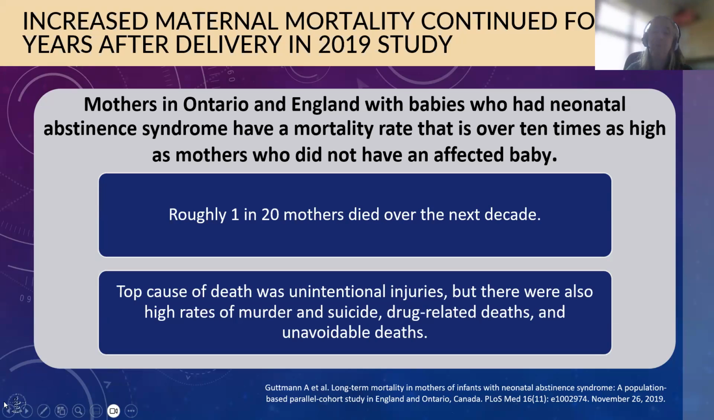There were also high rates of murder. So screening for intimate partner violence, again, is really important. High rates of suicide, screen for depression. Drug-related deaths, in particular overdose. And then what they call unavoidable deaths, which are medical deaths that are not cancer, and presumably includes things like cirrhosis and aspiration pneumonia that people with substance use disorder are more prone to develop.